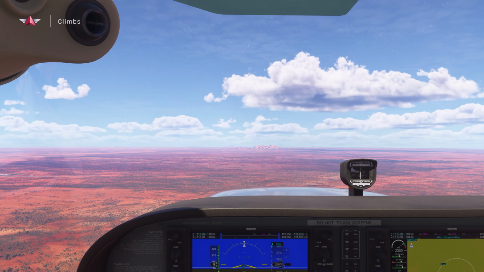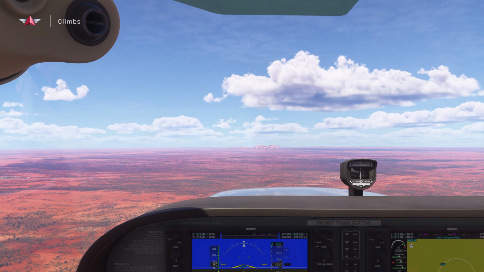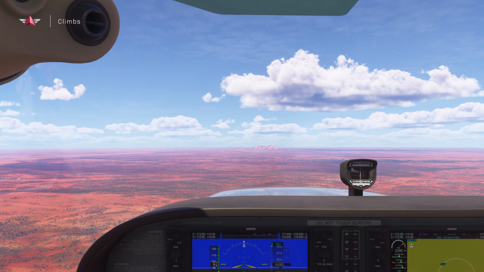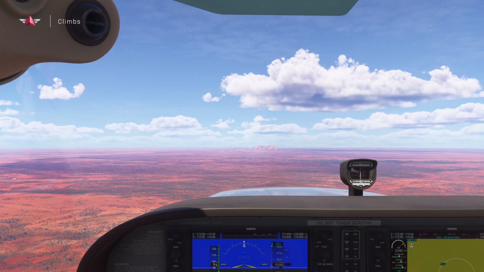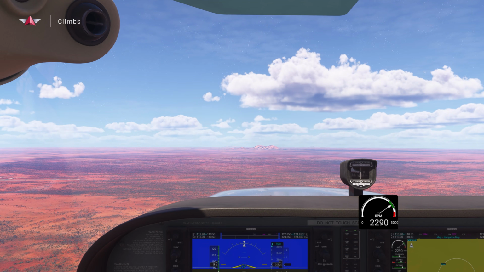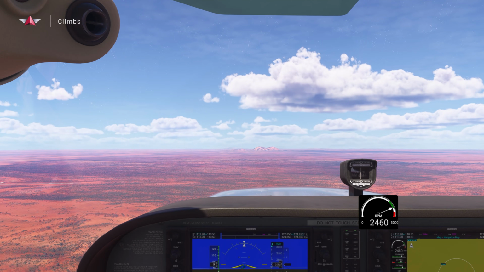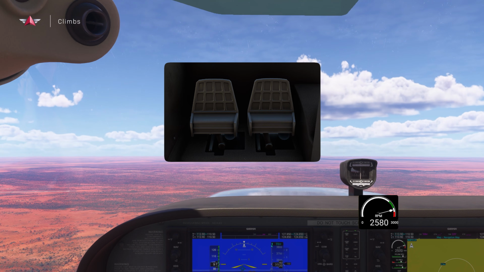Now let us see how to perform a climb at Vy. Here we are in level flight. As we prepare to enter our climb, let's find the landmark straight ahead again. Keep your eyes fixed on it. We're going to go ahead and smoothly add some power and simultaneously add that right rudder input.